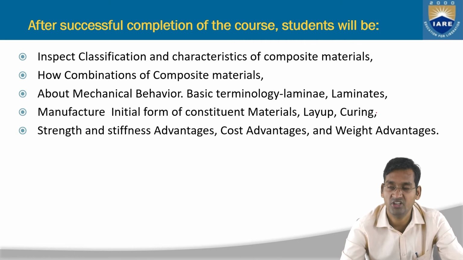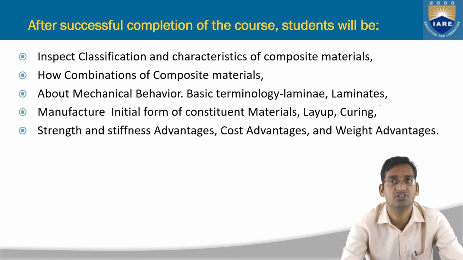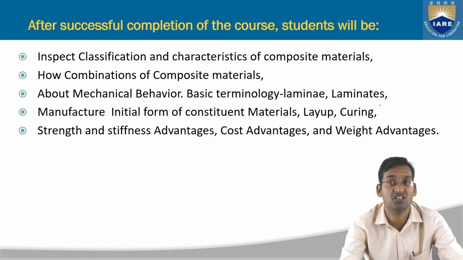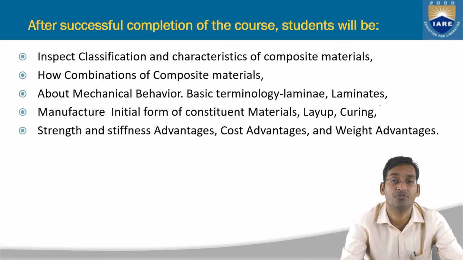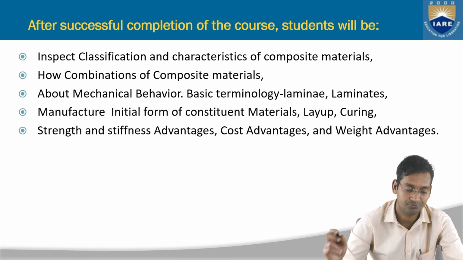So they will also be able to manufacture the composite materials by using different methods. Then they can also identify whether the strength and stiffness improved or not, and whether that becomes advantageous. Then about the cost advantages after using the composite material, that should be cheaper, right? If the cost of the composite material is cheaper, then the overall structure cost will be cheaper. So they will also learn here, and weight advantages to increase the strength to weight ratio.